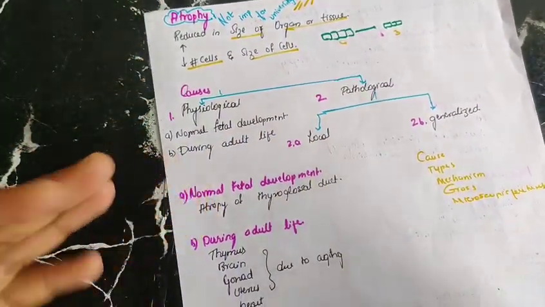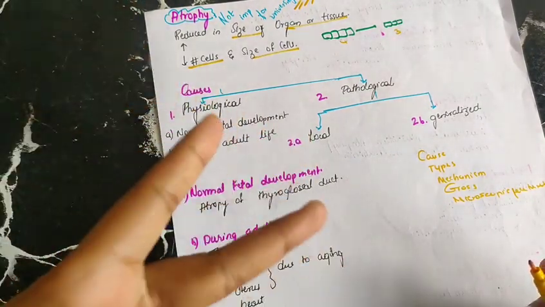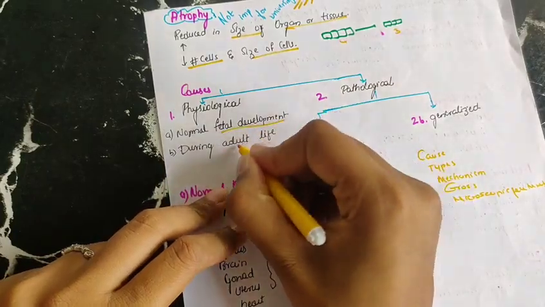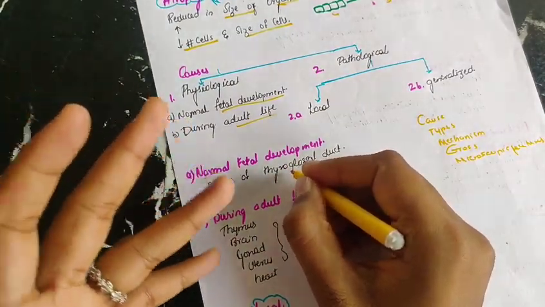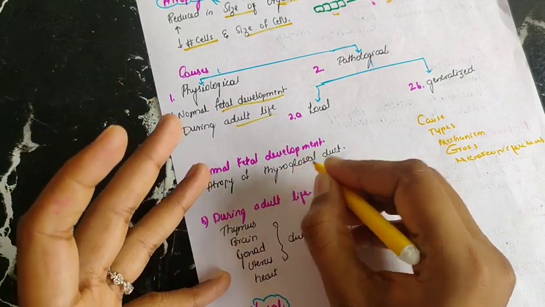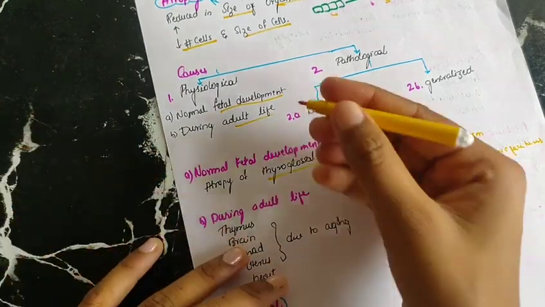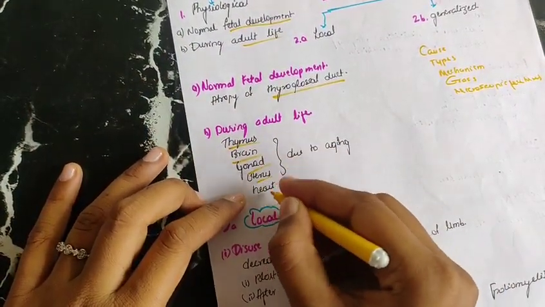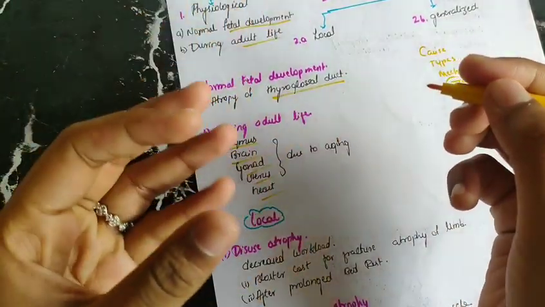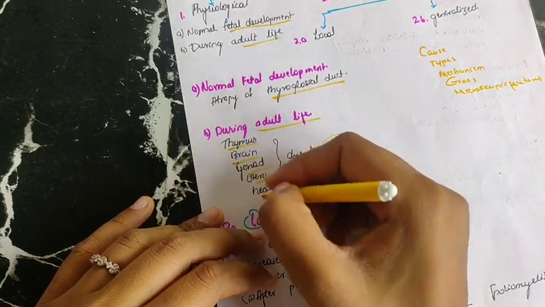The causes of atrophy may be physiological or pathological. Physiological has 2 conditions: fetal development or adult life. In fetal development, during embryological development, the thyroglossal duct will be atrophied, reduced in size. And during adult life, organs like the thymus, brain, gonads, uterus and heart will be reduced in size because of aging.